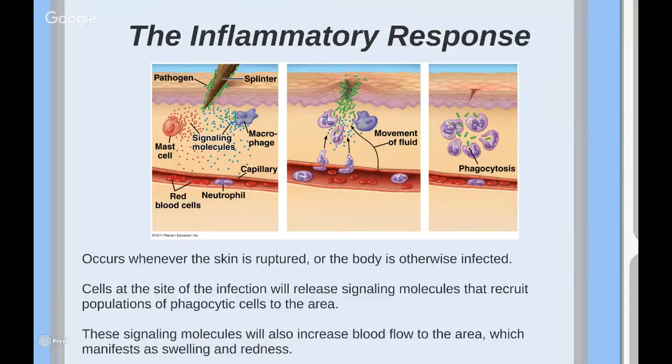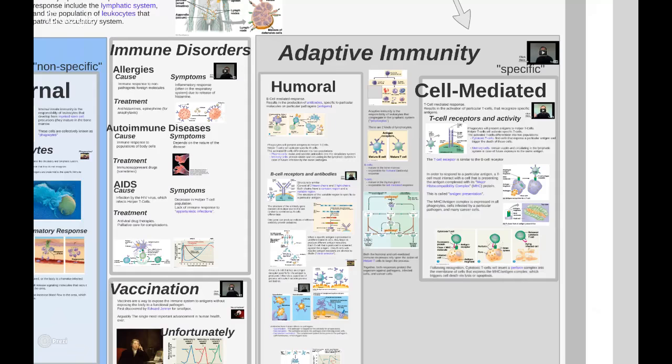So that is your non-specific or your innate immune system. Again, always on the ready, always ready to fight any kind of pathogen that you may encounter, both block it and fight it. And then you have your adaptive immunity, the specific response.